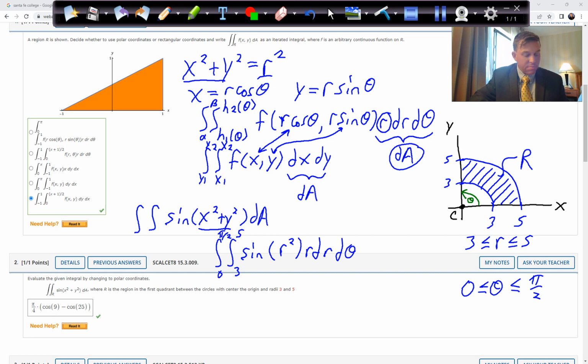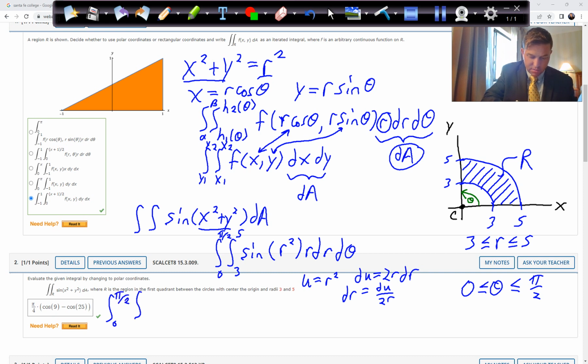So now we're going to perform this antiderivative. The first thing we're going to do is set u equal to r squared. Therefore, du is 2r dr. Or solving for dr, we would have dr is du over 2r. And we're going to plug that into the double integral.